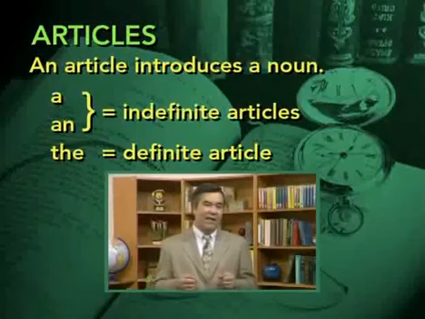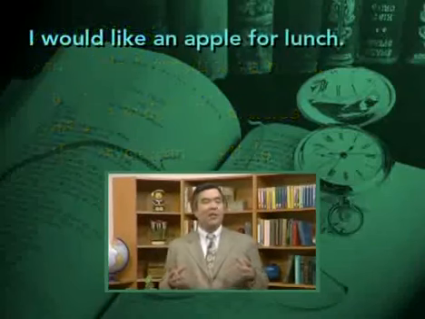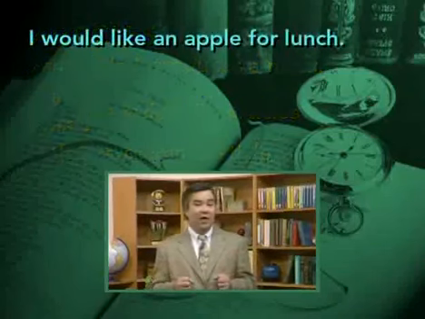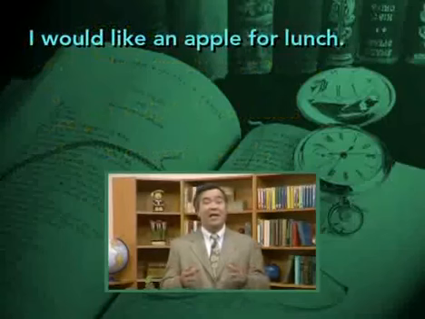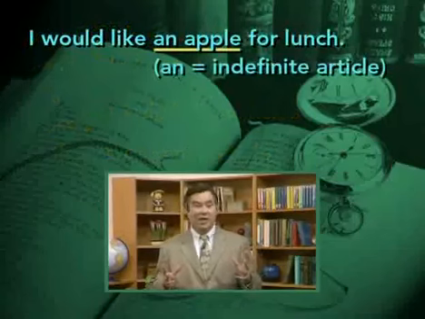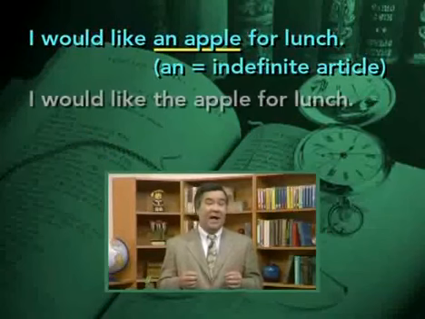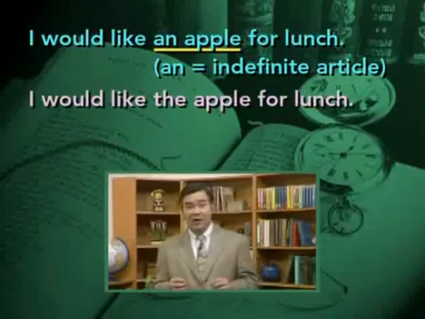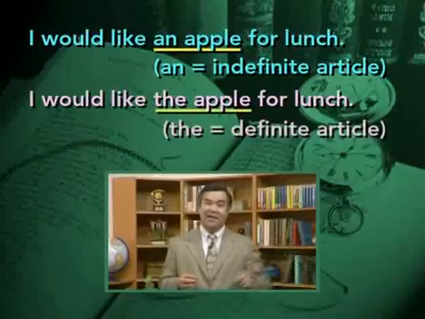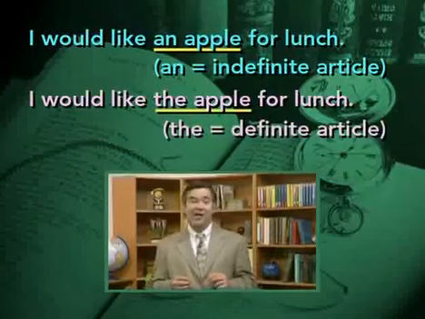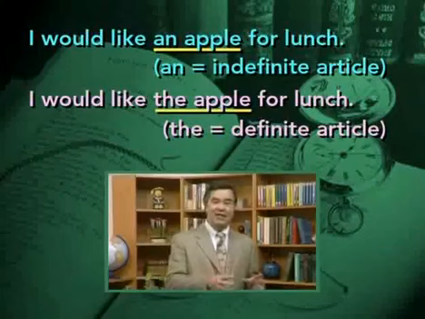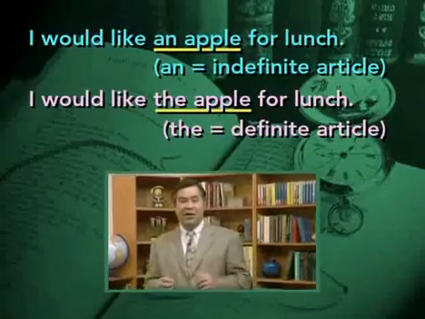So, for example, if I say, gee, I would like an apple for lunch, I'm not specifying any specific apple. I'm just saying any old apple would be great for my lunch. If I say, I would like the apple for lunch, I'm referring to the one apple that I see on the counter in front of me right now. So that's the difference between an indefinite article and a definite article.